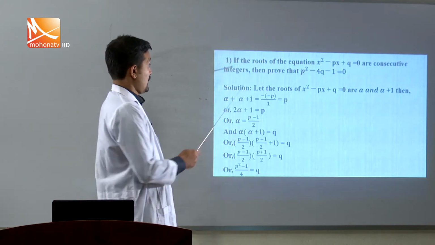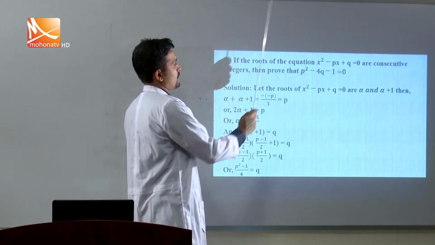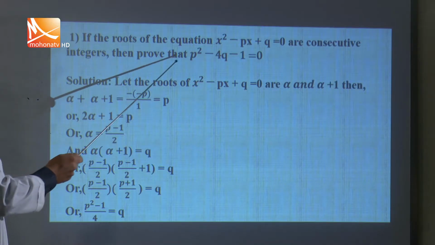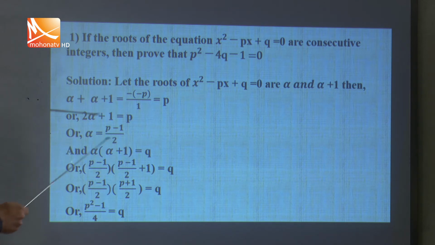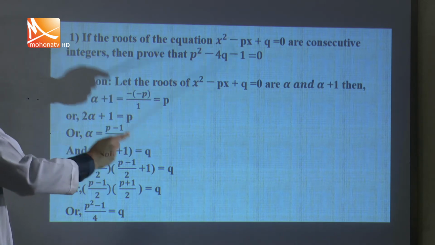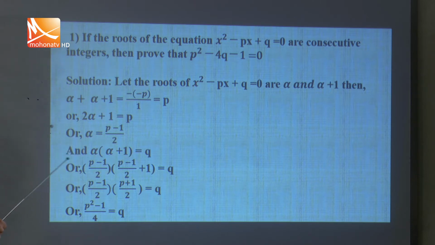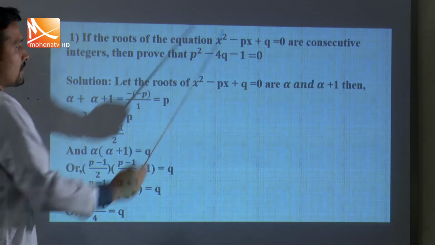Problem: if the roots of the equation x² − px + q = 0 are consecutive integers, then prove that p² − 4q − 1 = 0. Here the quadratic equation is x² − px + q and the roots are consecutive integers, that means integers like 1, 2, 3, 4, 5. That means the difference between the roots is 1. If the first root is alpha, then the second root is alpha plus 1.